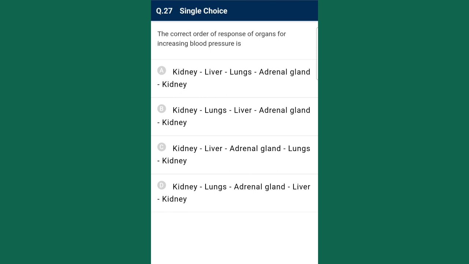With the help of angiotensin converting enzyme, angiotensin 2 is a vasoconstrictor and also stimulates the adrenal gland, which releases aldosterone. Aldosterone acts on the kidney and helps absorption of sodium ions. Thus, this mechanism increases blood pressure. The answer is option A. Kidney, liver, lungs, adrenal gland, kidney is the correct order.